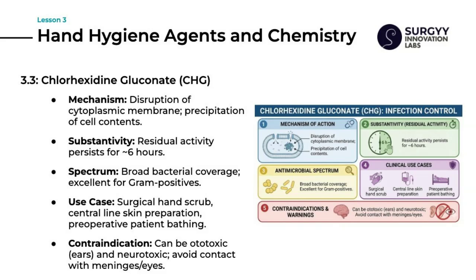The spectrum is broad, covering many bacteria with excellent efficacy against gram-positives. Common use cases include surgical hand scrubs, central line skin preparation, and preoperative patient bathing to reduce surgical site infections. There are important contraindications to note. CHG can be ototoxic to the ears and neurotoxic if it reaches the brain. Therefore, you must avoid contact with the meninges and the eyes during application.